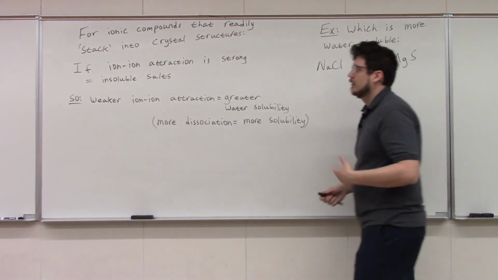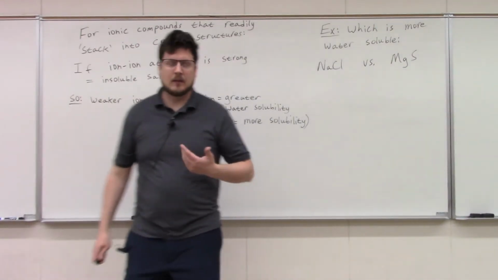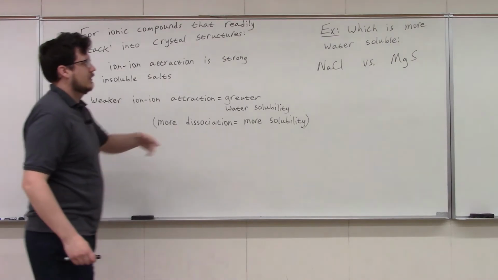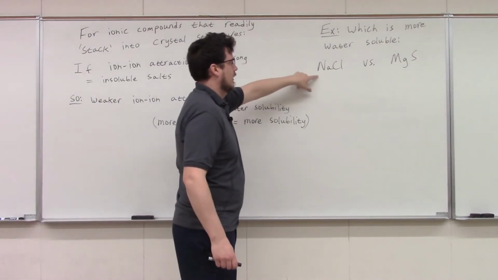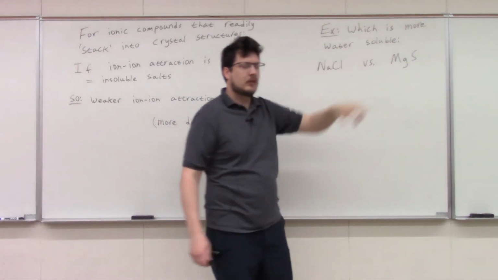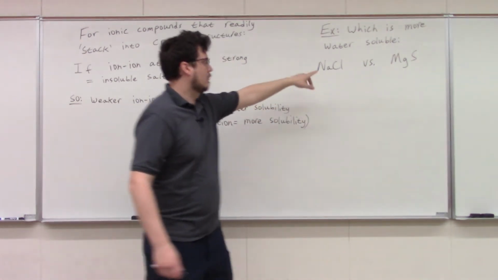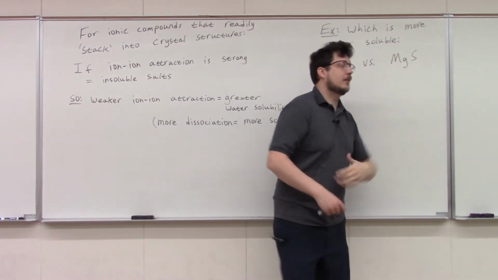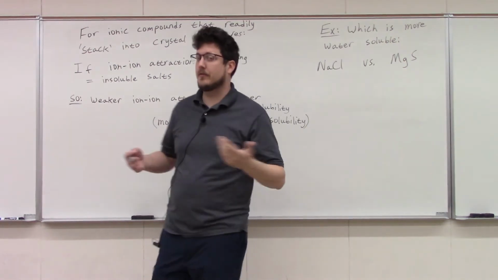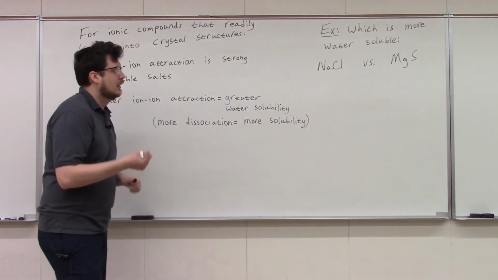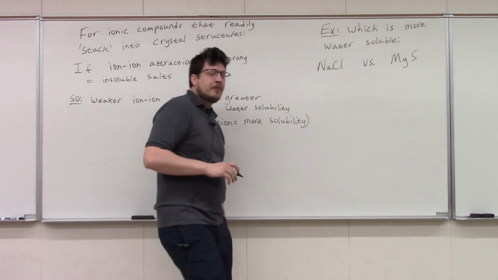And so we can do a quick little example here. I can just ask a question like, which is more water soluble? So we've got NaCl, we've got MgS. These are both ionic compounds. We've got a metal and a non-metal, metal and a non-metal. And you can look at your electronegativity tables and confirm that these are ionic compounds. But they follow the general trend.